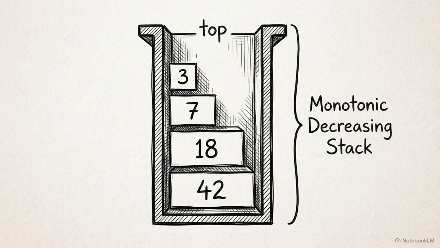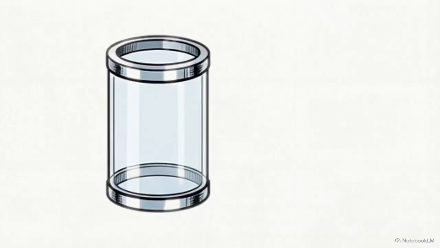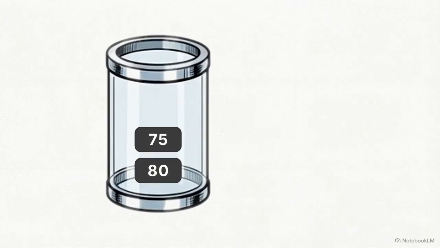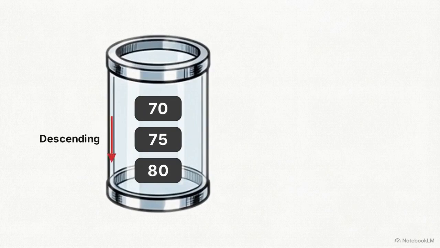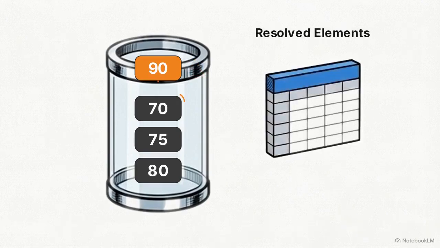The solution is to defer resolving these queries by using a monotonic decreasing stack. Here is the stack acting as a vertical staging area. The strict rule of this structure is that every element dropped onto it must be smaller than the one beneath it, stacking neatly in descending order. The system holds these smaller elements in a pending state until a larger element, a warmer day, arrives and violates the rule of the stack.